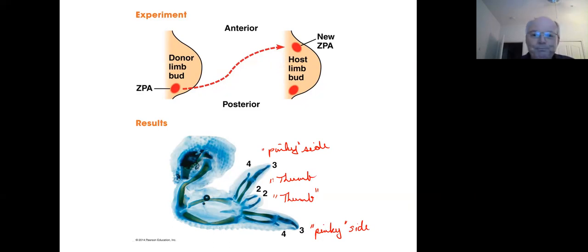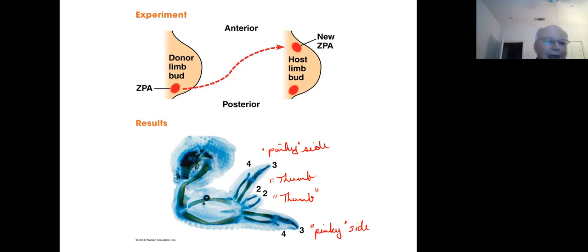So you've got a similar sort of product that Spemann and Mangold saw with their salamander embryos, where you have two dorsal, or in this case, two anterior sides, so two posterior sides with a merged anterior side in the center. Now, that simply established that, yes, the ZPA is establishing the anterior-posterior axis.